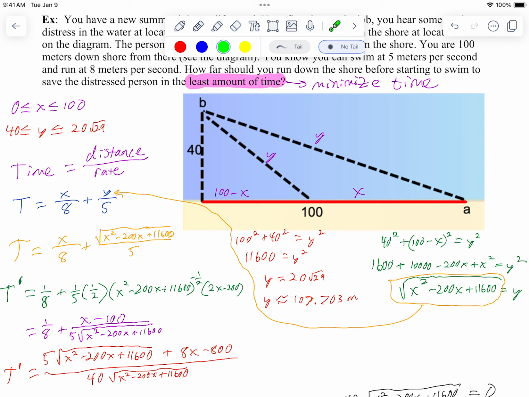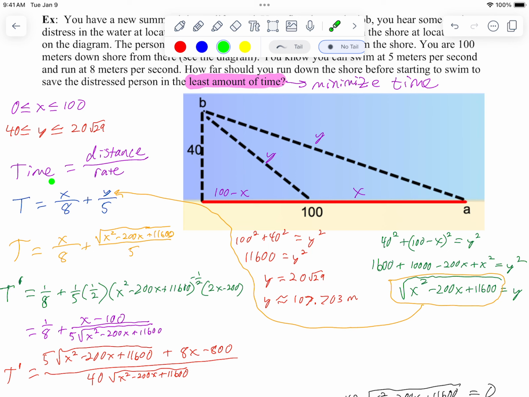Okay, so first thing I did after we talked, right? So here's my Pythagorean theorem to show what is the maximum y could be. So this value here, right? And so 100 squared plus 40 squared is y squared. Square root of that is the square root of 11,600, which is 20 root 29, which is approximately 107.703 meters. So the bounds on y are 40 to 20 root 29.